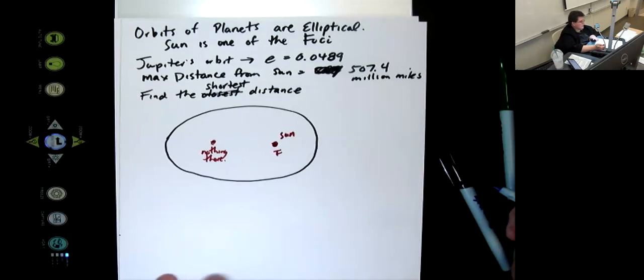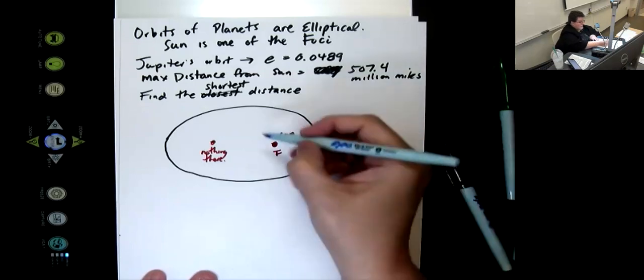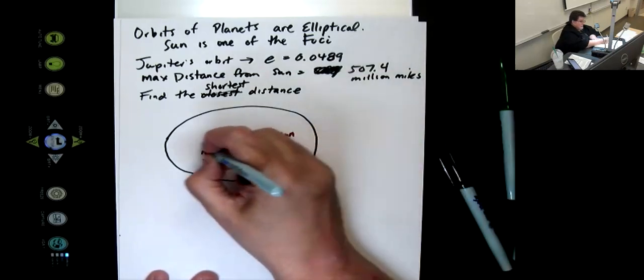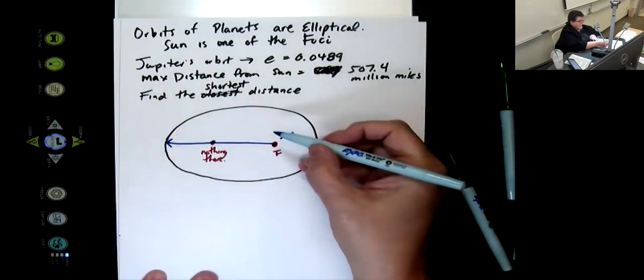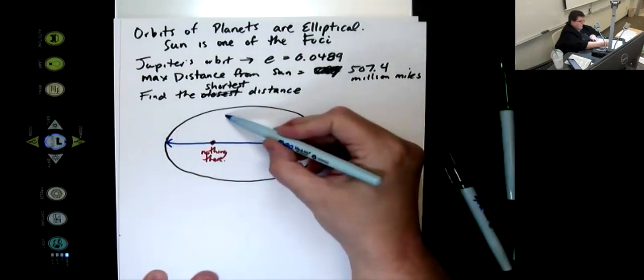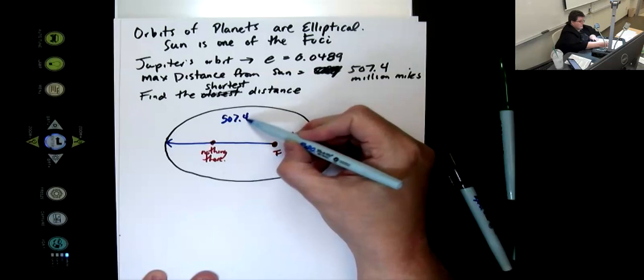Which direction is going to be the maximum distance from the sun? Left along the major axis, right? That distance should be the 507.4 million miles.